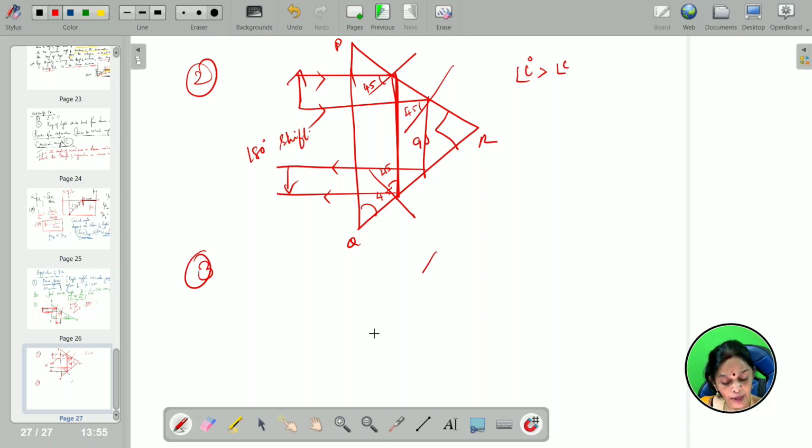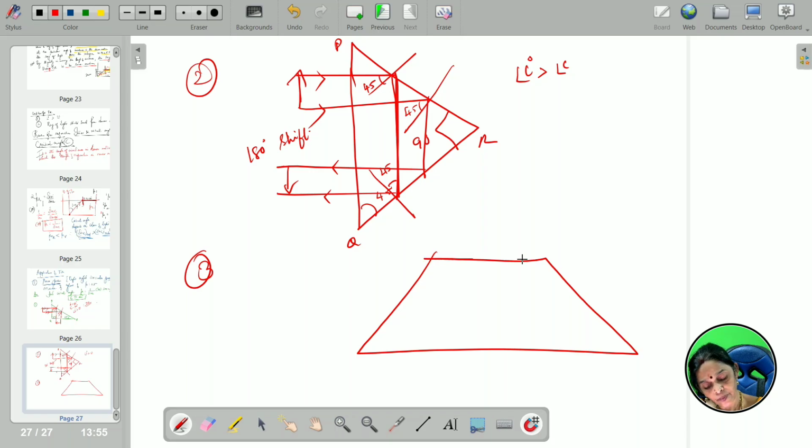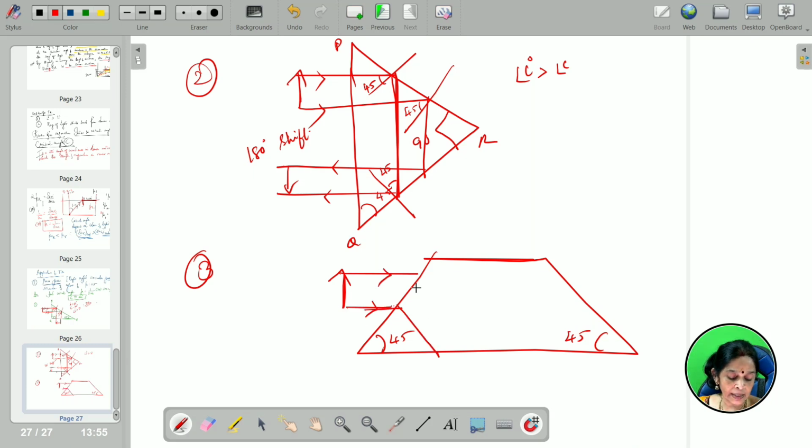The last one, trapezium. This is simple. This is 45 degree. This is also 45 degree given. The rays of light from the object hit. Now it is hitting at an angle, so therefore it bends, undergoes refraction. After undergoing refraction, it hits the base at 45 degree, which is greater than the critical angle.